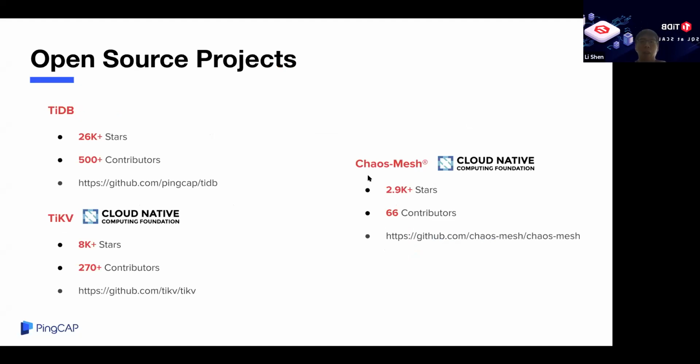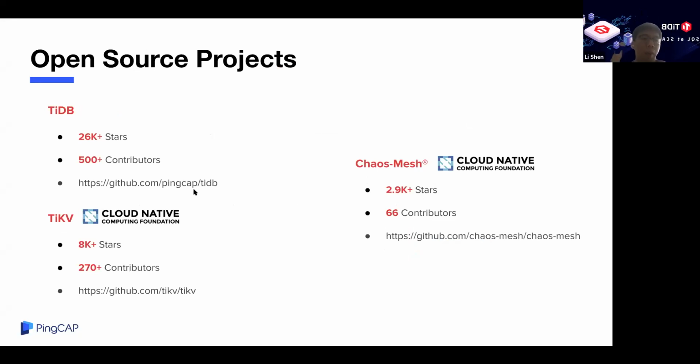Yeah, the whole project is open sourced. There are 3 main projects. The first one is TiDB. In this page, TiDB is the SQL layer of the product. You can see the GitHub repo. It has a lot of stars and contributors from all over the world. Yeah, it has more than 500 contributors for this project.